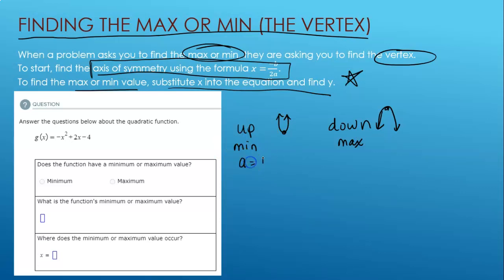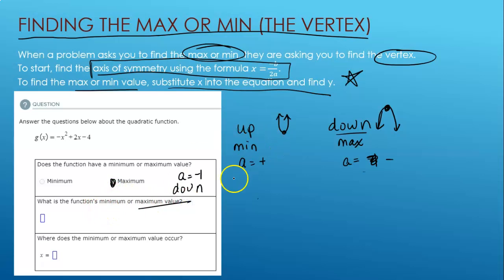If a is equal to a positive number, you know this is up like a cup. If a is equal to a negative number, not -1 necessarily, just a negative number, then you know this is down like a frown. So let's look at this. a is equal to -1. If a is equal to -1, that means it's down like a frown, which means it has a top point, so it must have a maximum.